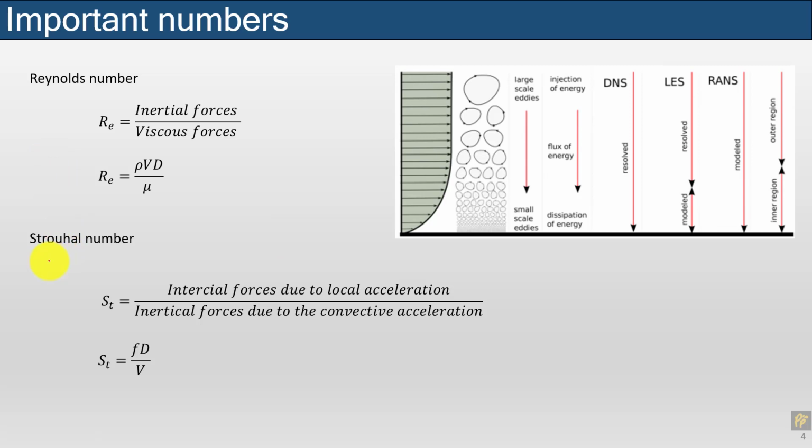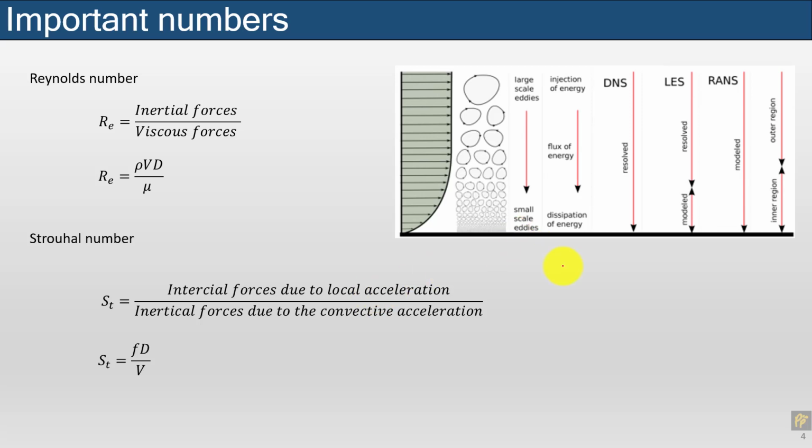Now the next important number is the Strouhal number. That is an important topic of this whole exercise. The Strouhal number is basically the ratio of inertial forces to inertial forces, but this is the inertial forces due to the local acceleration, and this is the inertial forces due to the convective acceleration. So now let me explain the meaning of this.